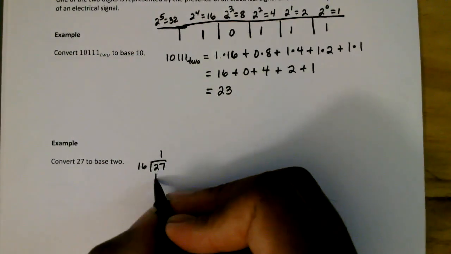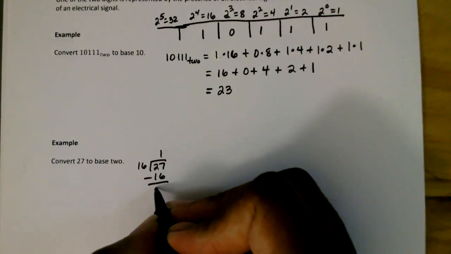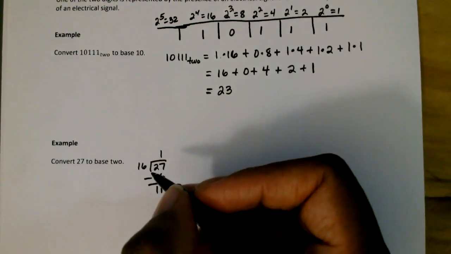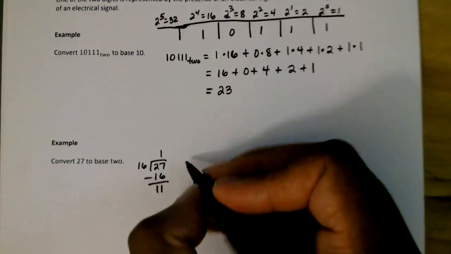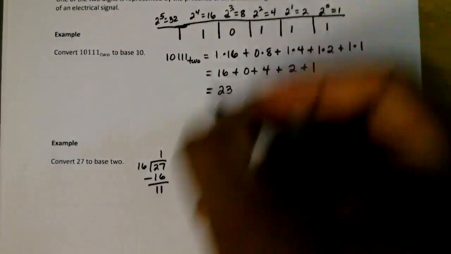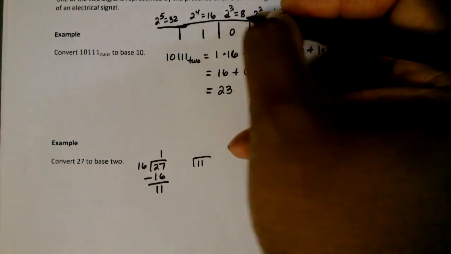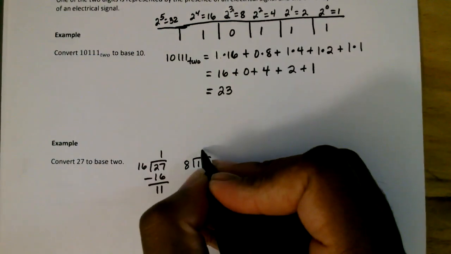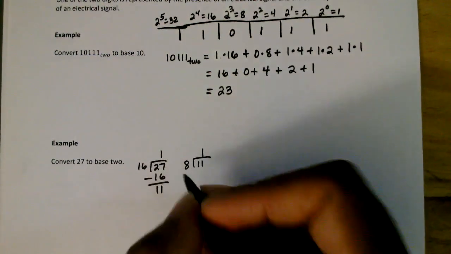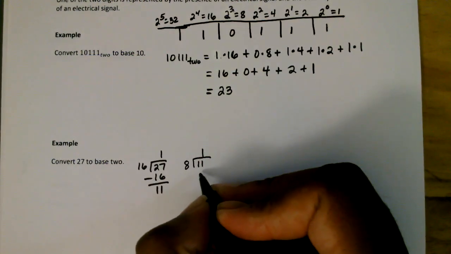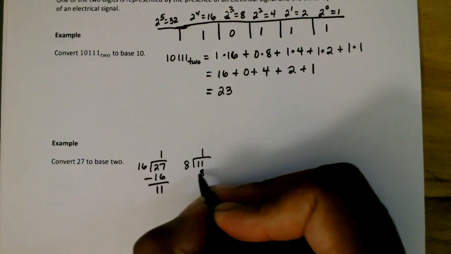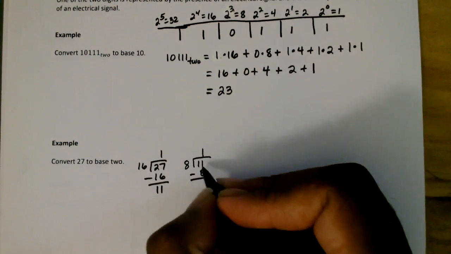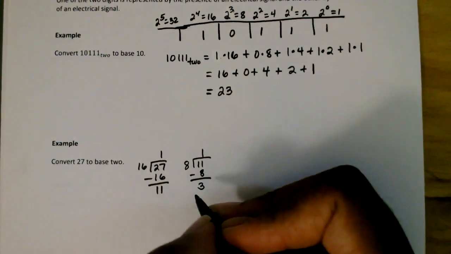1 times 16 will be 16. 16 from 27 will be 11. Then I take that 11, divide that into the next one, which is 8. 8 goes into 11 1 time. 1 times 8 would be 8. 11 minus 8 would be 3.